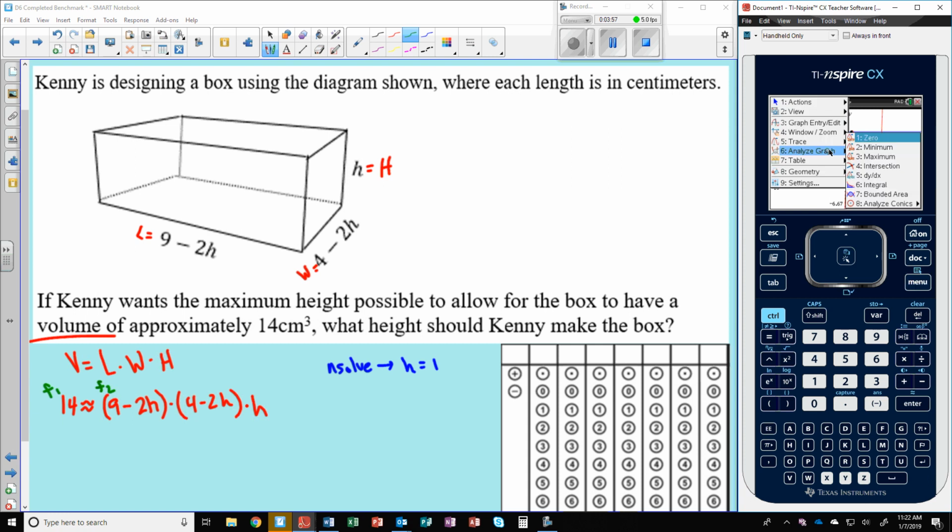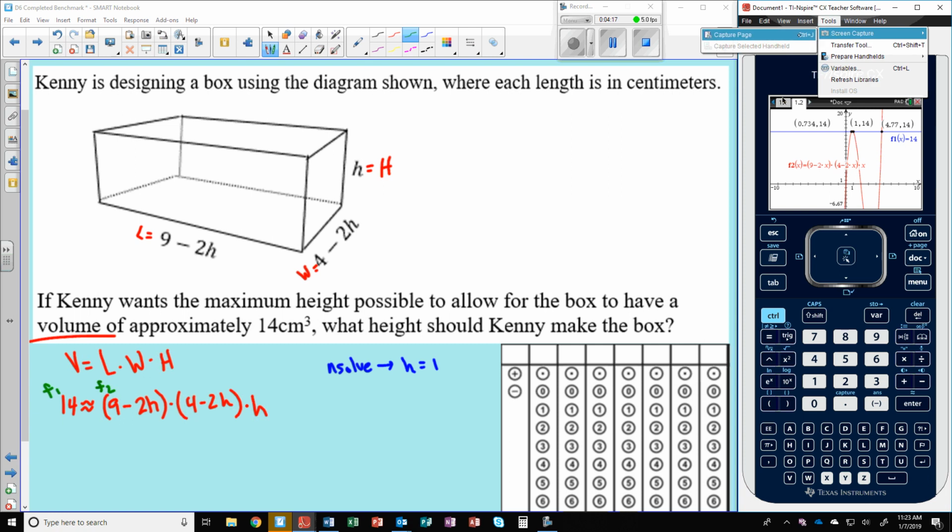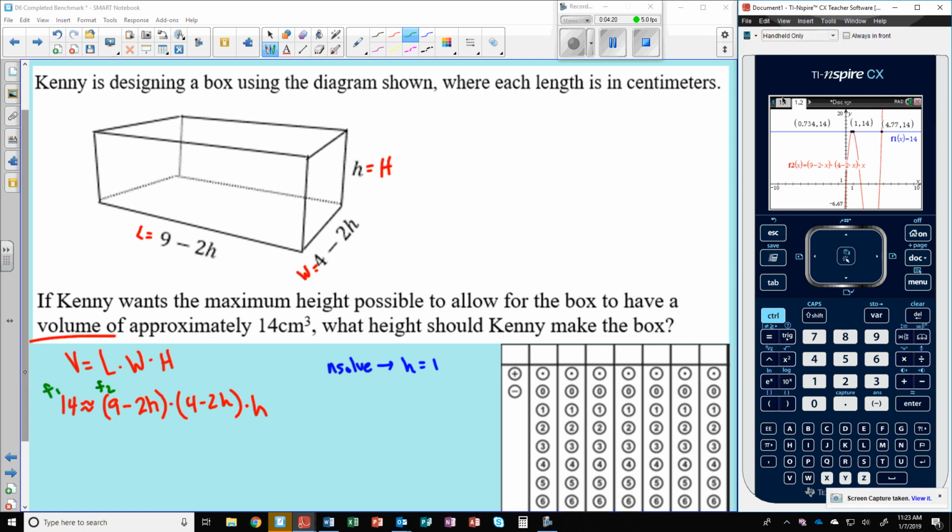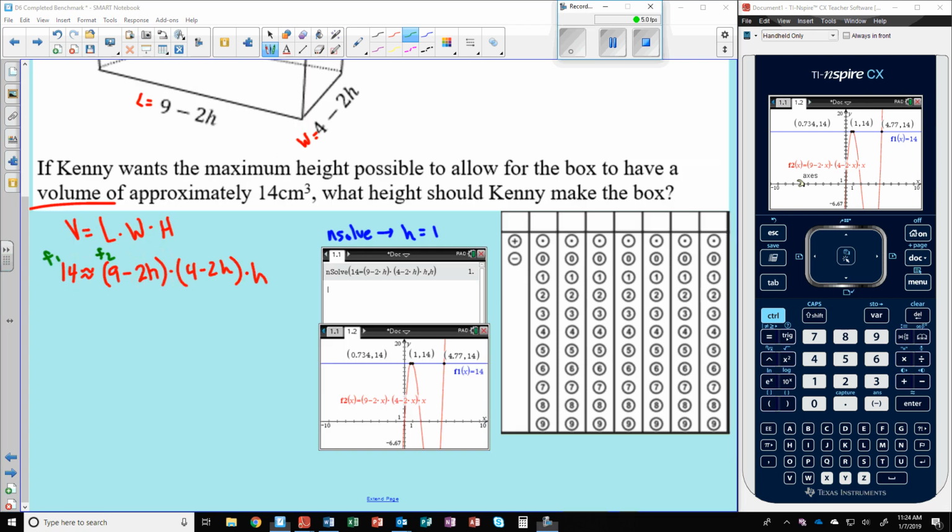I'm going to do it again: analyze graph, intersection, and this time I want to go just to the right of that one and hit enter, and see that's the one that I wanted right there. I'll do menu, analyze graph, intersection over here, and we'll have all 3 intersections given to us. Now that I have all 3, I'll take a picture and I'm going to bring it over here and paste them here. Okay, and so now I pasted this.